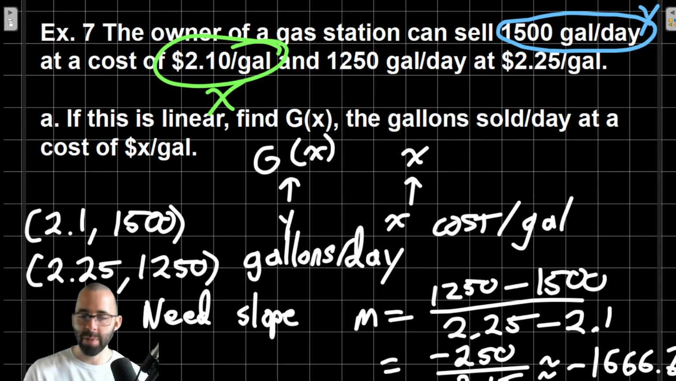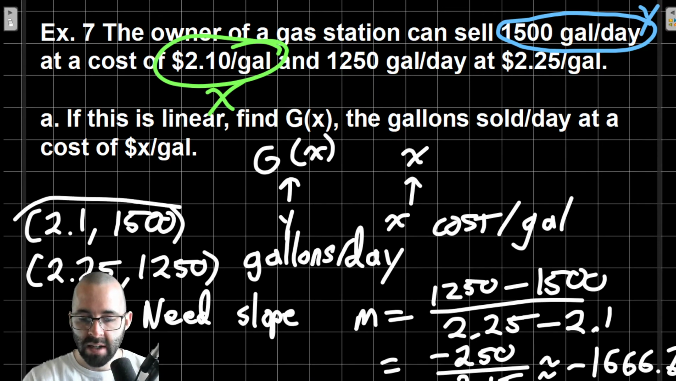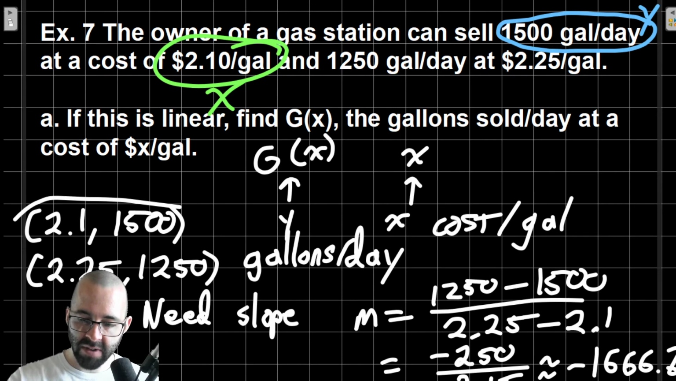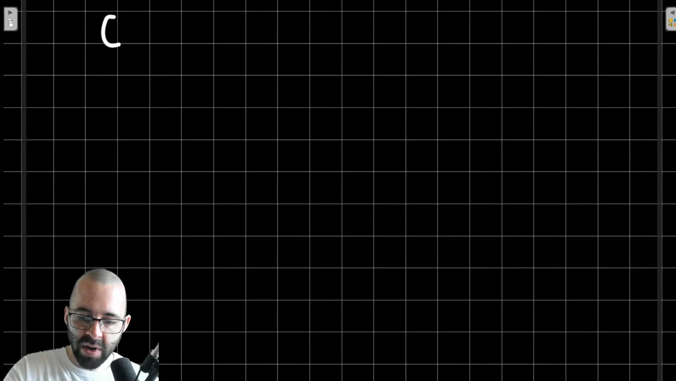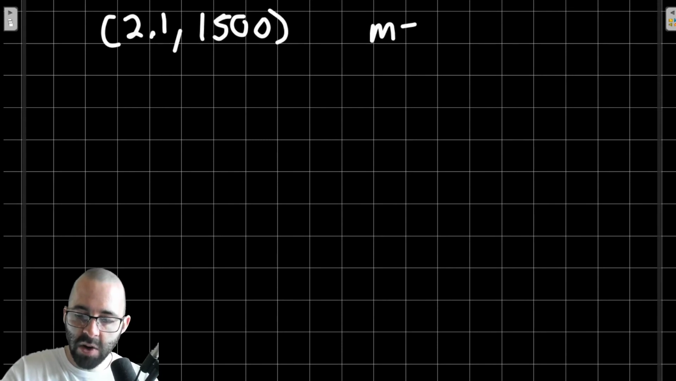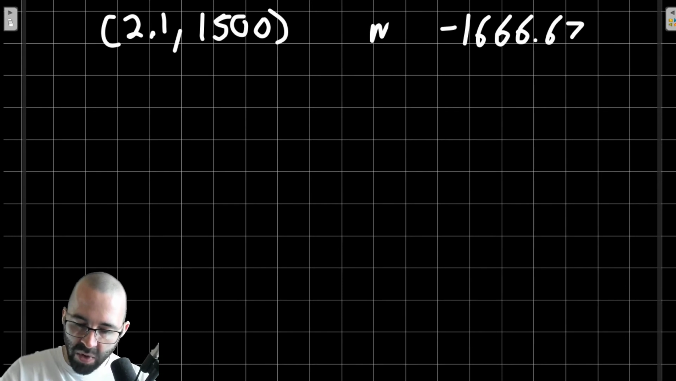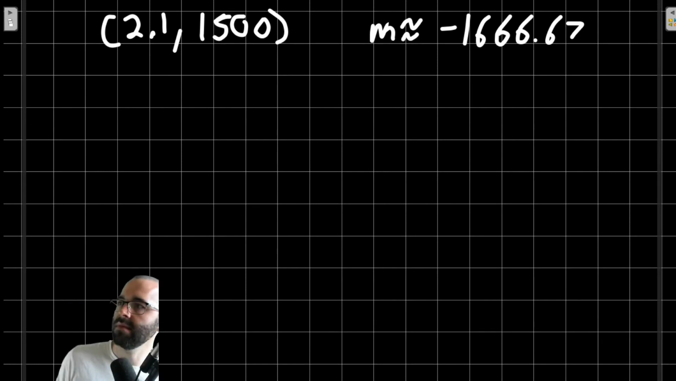All right, so that's our slope. We have our slope and we have a point. You can choose either point you want. Let's choose that point, 2.1 and 1,500. So we have our point, (2.1, 1500), and our slope, m, is equal to negative 1666.67. Technically, it's not equal, it's approximately equal to, so we're going to use these little wavy lines.